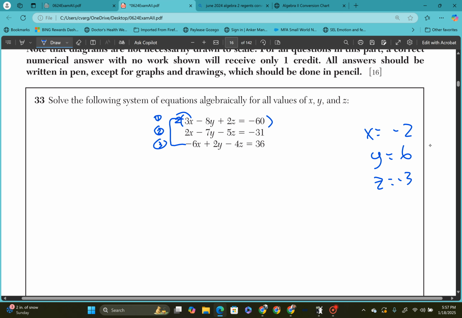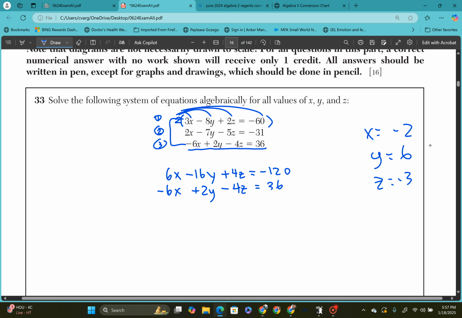Take 2 times 3x, I get 6x. 2 times negative 8 gives me negative 16y. 2 times 2z gives me positive 4z. All I'm doing is distributing here. Equal to 2 times negative 60, which gives me negative 120. That's my first equation, and I'm going to add it to the third equation: negative 6x plus 2y minus 4z equals 36. If I do that, two of them cancel out.